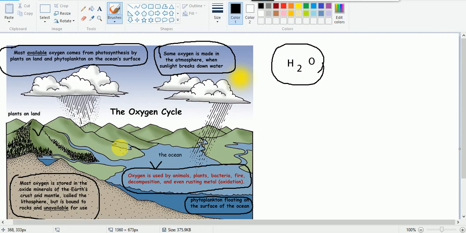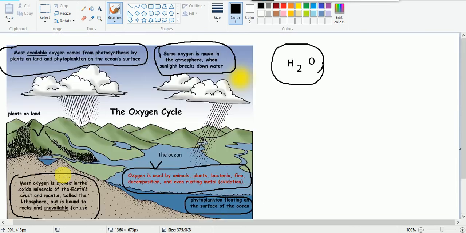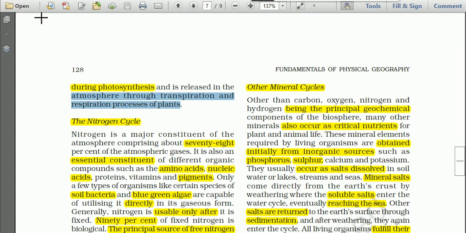Plants take in carbon dioxide and release oxygen, and this oxygen is again utilized by plants, animals, bacteria, then in burning, then in the oxidation process. So in this way we have a cycle, what we call the oxygen cycle, and it is mainly related to the carbon cycle.